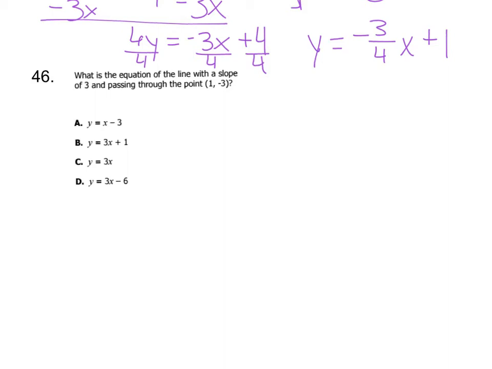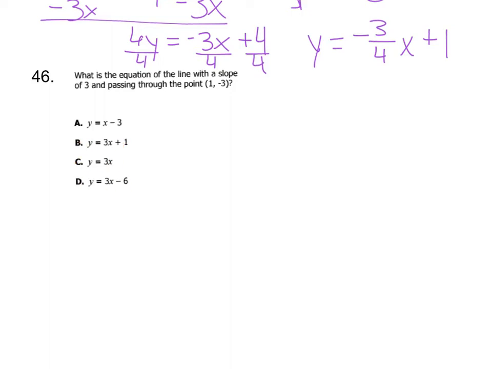Question 46 asks, what is the equation of the line with a slope of 3 passing through the point (1, -3)? We have a couple of ways to do this. I'm going to show you one way on this problem, and I'm going to show you another way the next time this comes up. Notice all these answers are in slope-intercept form, so I'm going to isolate y.